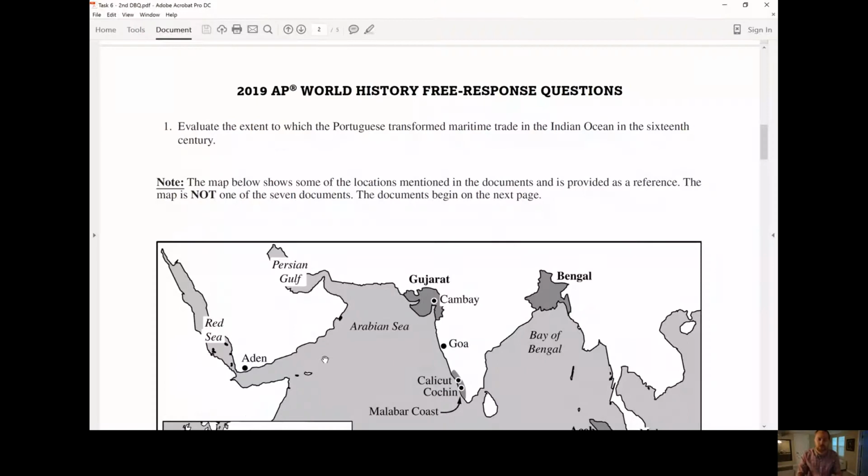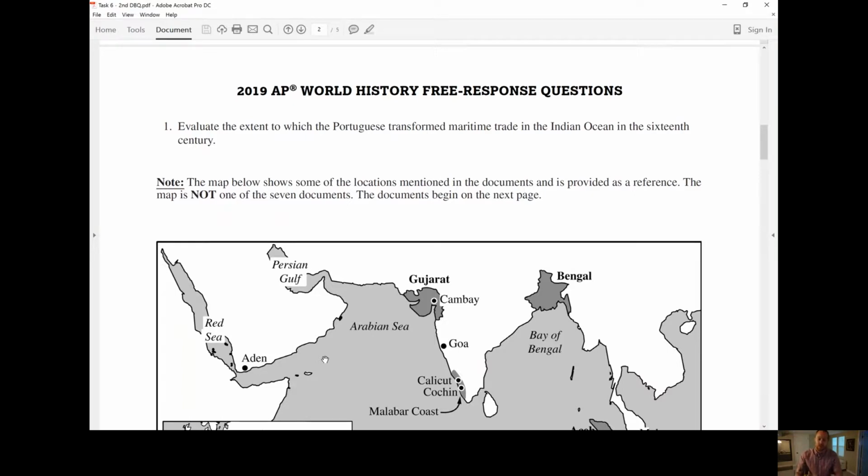Okay, I'm going to share my screen with you and show you the DBQ prompt from a couple of years back, and then I'm going to look at a document and hopefully walk you through what context for this document is and what it is not. So let's look at this DBQ together, shall we? Okay. This is again from several years ago. It says evaluate the extent to which the Portuguese transformed maritime trade in the Indian Ocean in the 16th century.